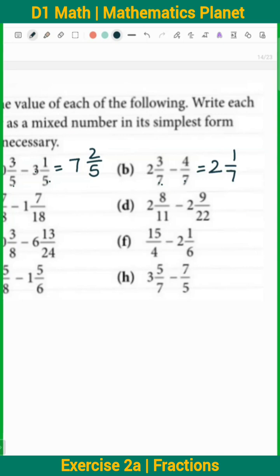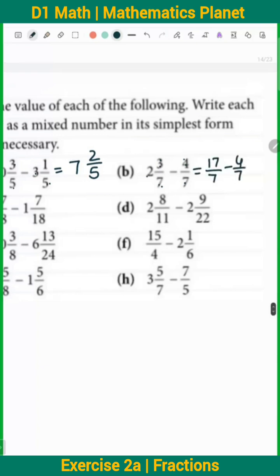But don't you think 3 minus 4 should be minus 1? It is a bit confusing over here. 3 minus 4 should be minus 1, not plus 1. So can we do it like this? 7 times 2 is 14, 15, 16, 17 by 7 minus 4 by 7. What will you get? 13 by 7.